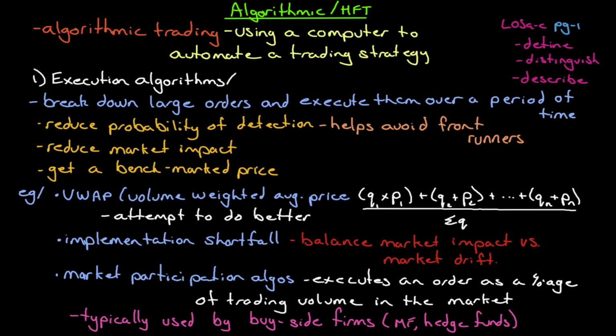We get it. It's a computer program that runs a sequence of instructions, and off we go. So let's look at execution algorithms. What are these? Well, they break down large orders and execute them over a period of time, for a couple of reasons. Reduce the probability of detection. It helps avoid front runners.